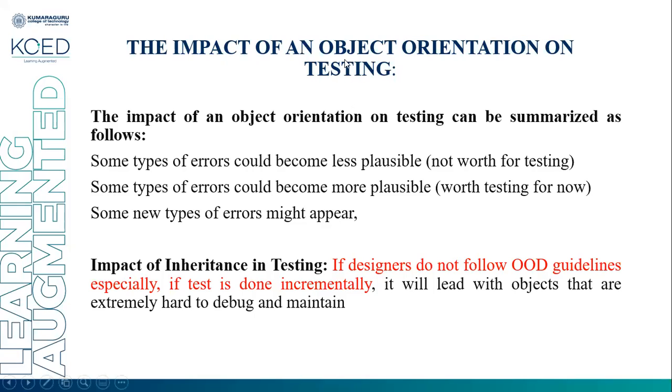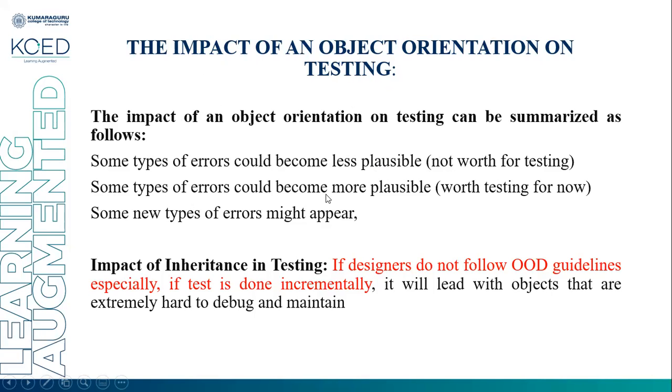So, impact of object orientation on testing. The impact of object orientation in testing can be summarized as follows. Some types of errors could be less plausible, that means very less reasonable. They are not worth testing.